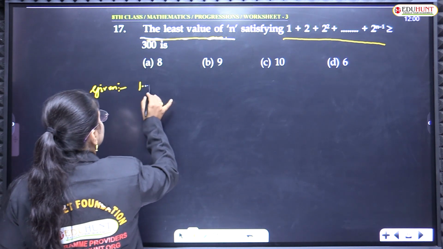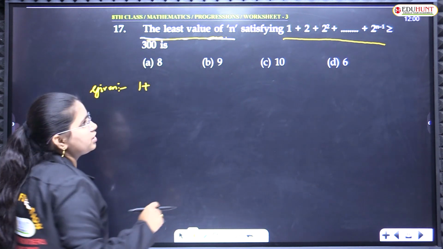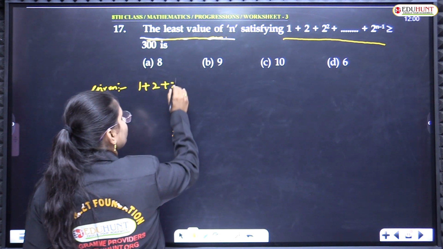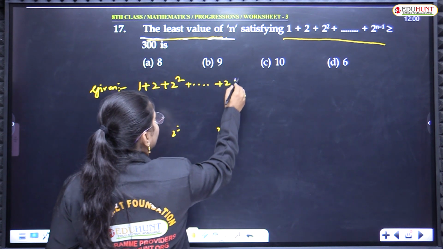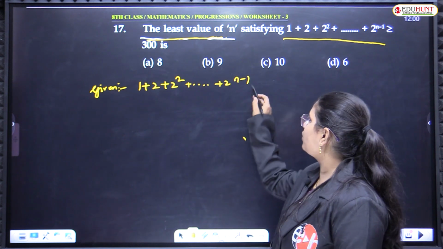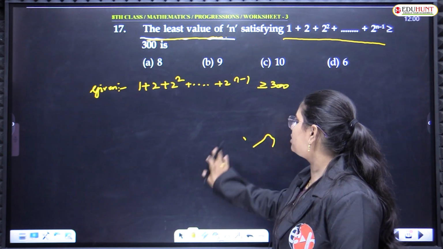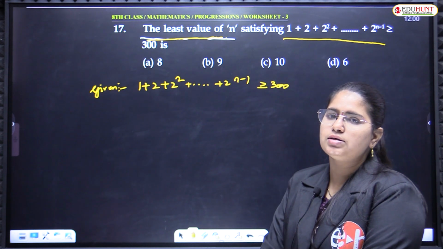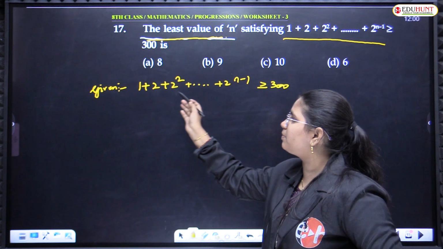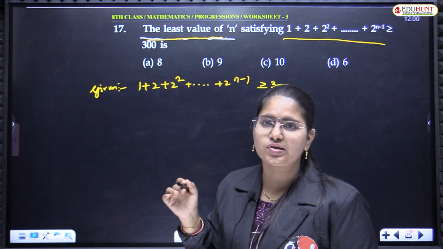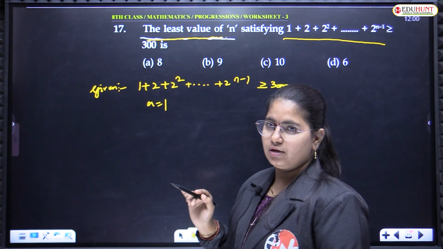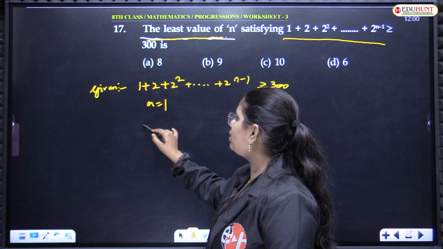Okay, so the given series, or progression. It is not a progression, it is a series only, because all the terms are being added. 1 plus 2 plus 2 square and so on up to 2 power n minus 1 is greater than or equal to 300. So this is the given series. What are you going to do from this? First, it is clearly visible that all these terms are in GP. So what is the value of A here? A is 1. What is the value of R here?